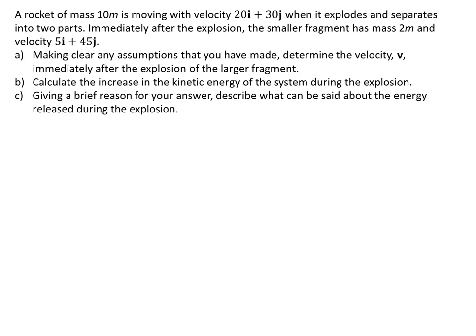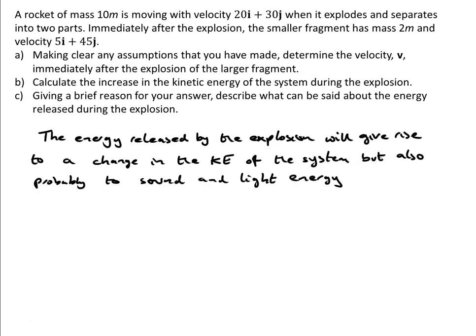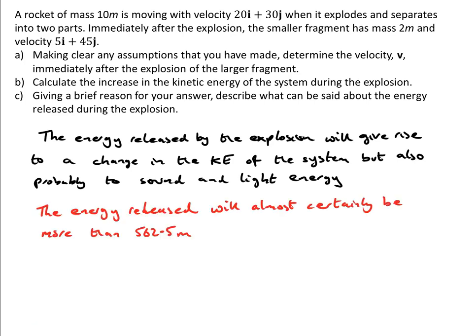The final part of the question asks us to give a brief reason for our answer. Describe what can be said about the energy released during the explosion. Well, we've seen that we've got a kinetic energy increase, but the explosion is also likely to have involved a bang and quite likely some light. So that kinetic energy increase is only going to be part of the energy release of the explosion. So what we can say is that the energy released during the explosion is likely to be more than 562.5 times m.